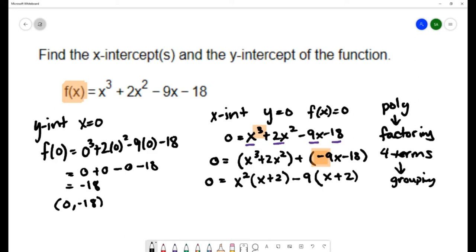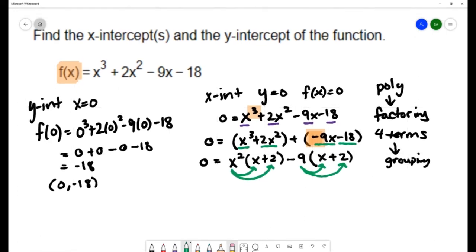Double check here to make sure it works, and the way you check factoring is by multiplying. So if I multiply -9 by this, -9 times x is -9x. -9 times +2 is -18. x squared times x does give you x cubed. x squared times 2 does give you 2x squared. So we've checked our factoring, and it's correct so far. Let me erase these marks.